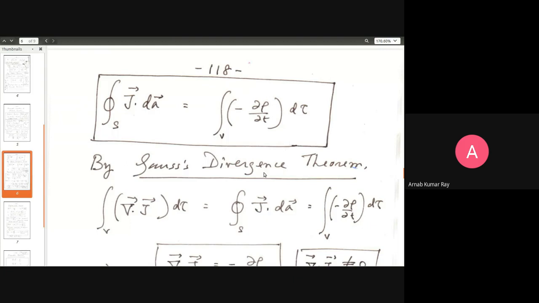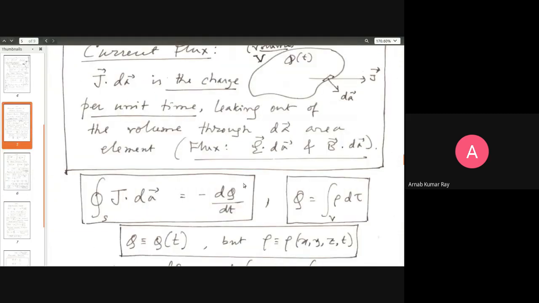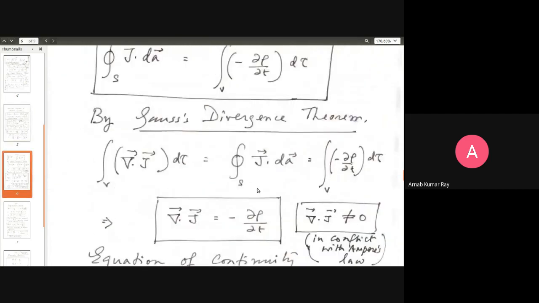But there is a way to connect a volume integral with a surface integral, and that is the Gauss divergence theorem. So the volume integral of divergence of j d tau is equal to the closed surface flux of the current, and that's equal to this. So this and this come from the Gauss divergence theorem, whereas this and this come from the physical argument that we have held here. So it's part physics and part mathematics put together.